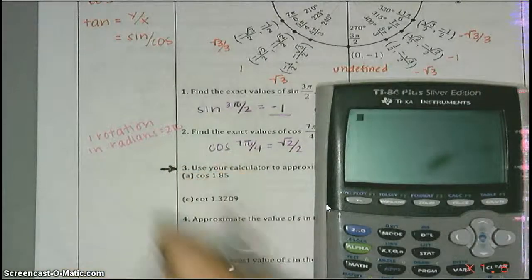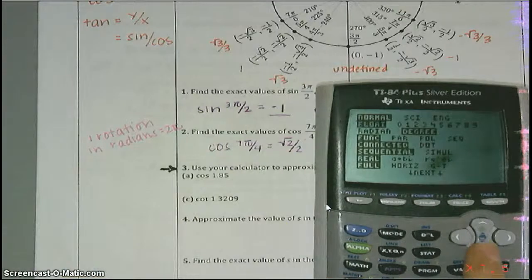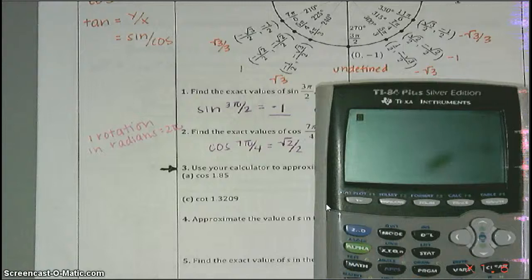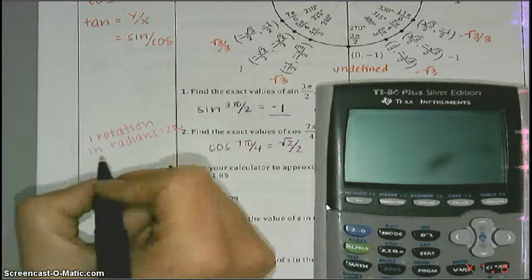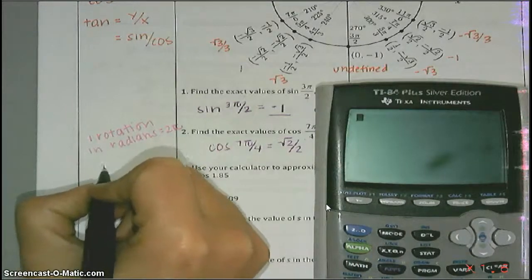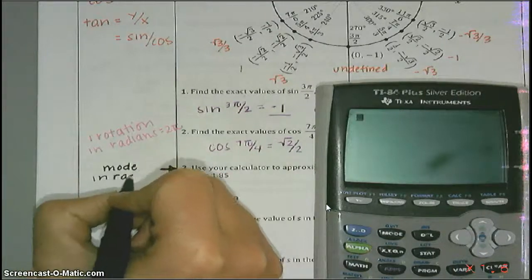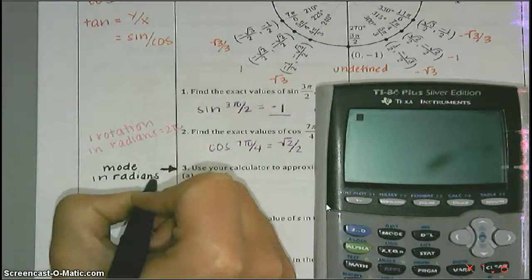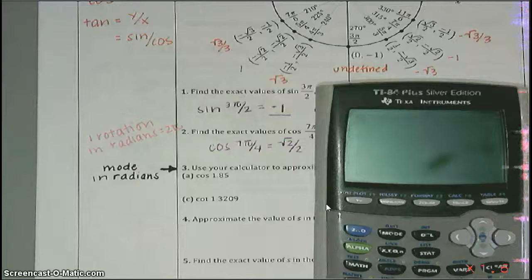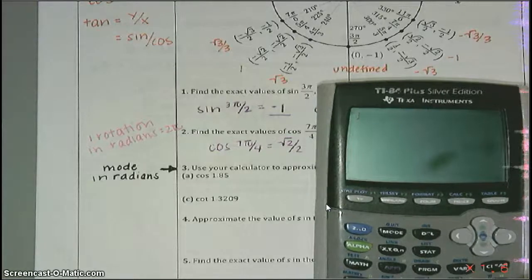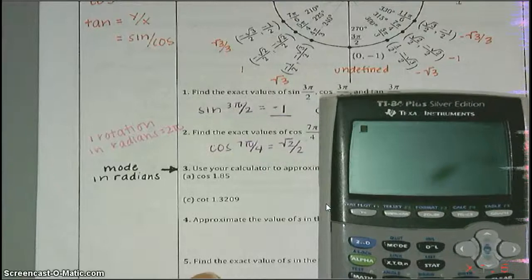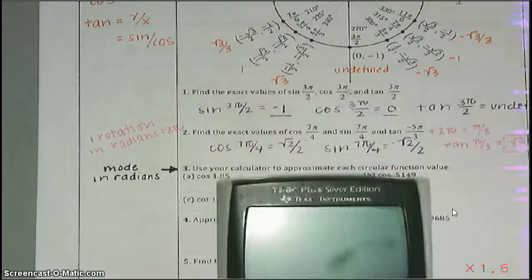So all you do is press the mode button. This time you're going to go down to radians and highlight it. And then if you press second quit or second mode, you should be able to quit out to the regular screen. So the mode needs to be in radians. For the homework, keep it in radians. When I come back, I'm going to talk about when you're going to have your calculator in radian mode and when you're going to have it in degree mode. For the most part, you should be able to put these straight into your calculator.